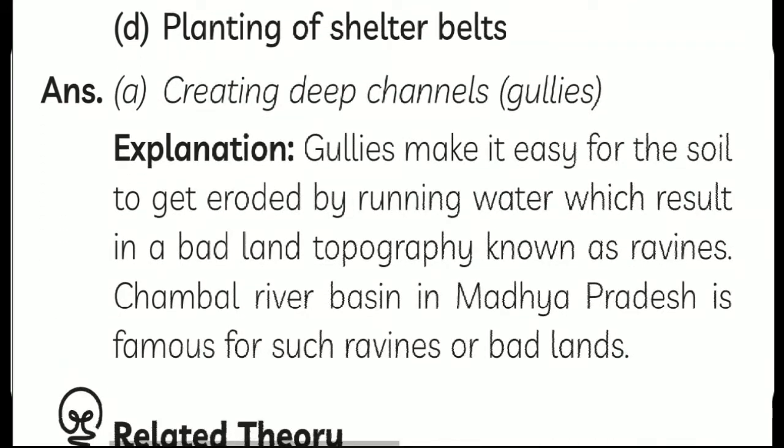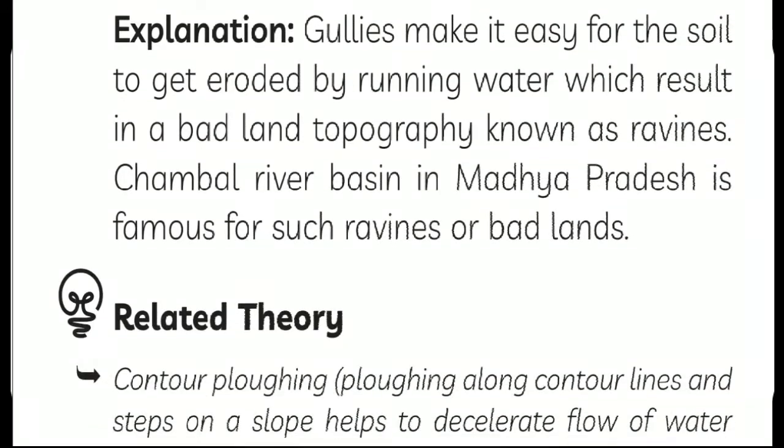And the explanation for this question is, gullies make it easy for the soil to get eroded by running water, which results in a bad land topography known as ravines. The Chambal river basin in Madhya Pradesh is famous for such ravines or badlands. So sometimes you are asked a question, what do we call badlands, and your answer will be ravines.